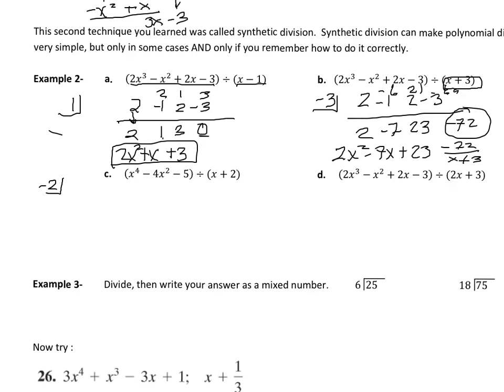And there we go. Now for this one, we start off with a 1, and that's my x to the 4th power. Now what's my x cubed power? Well, I don't have one, right? So it's 0. I have to put that 0 in. You have to put the placeholders in. Okay, and then x squared is -4. Then x to the first is 0. And my constant is -5.